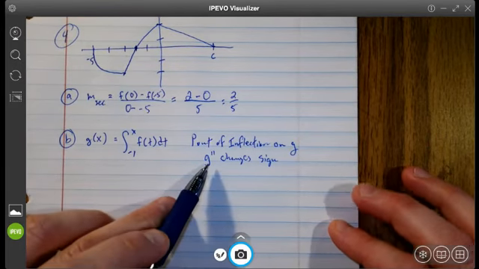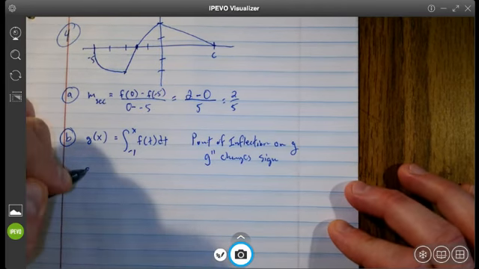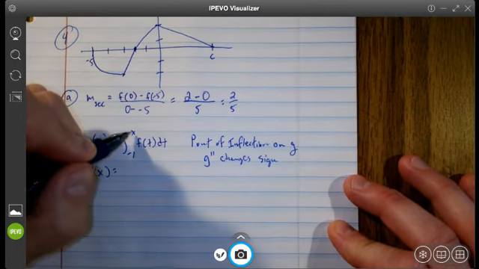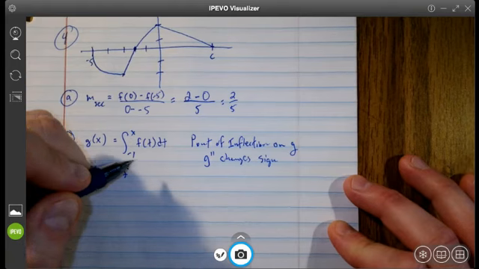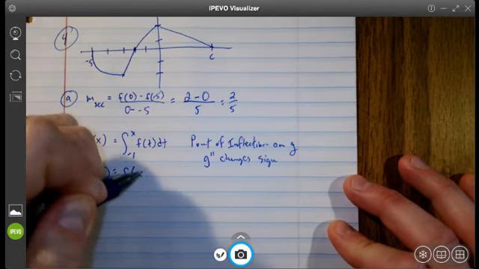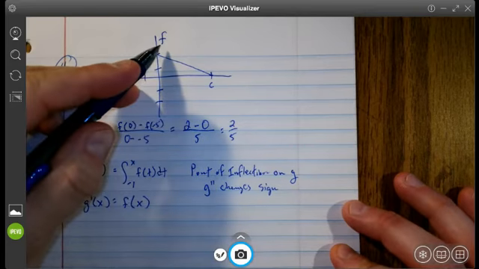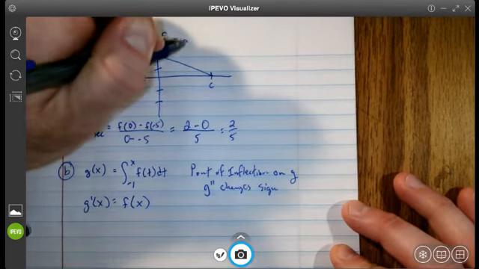So if I want to find where g double prime changes signs, I need to first of all find g prime. So g prime of x. All right. So we're using the second fundamental theorem of calculus. So that means to take x and put it in place of t and multiply by the derivative of x. So very simple. g prime of x is f of x. And so really, we were told that this is a graph of f, but it's actually also a graph of g prime.